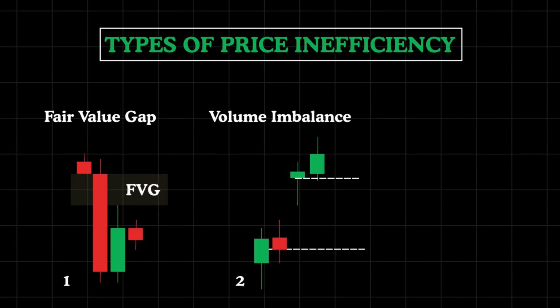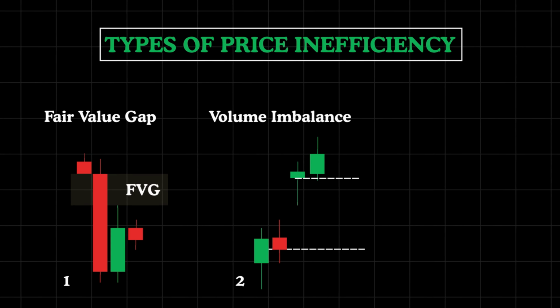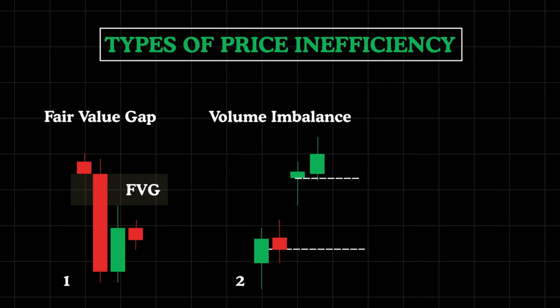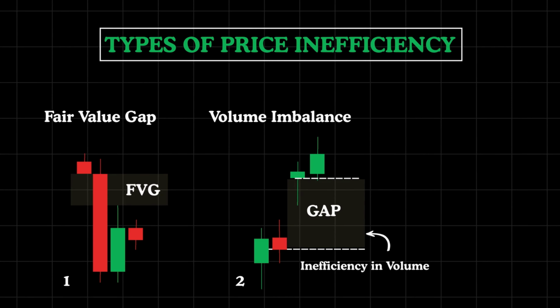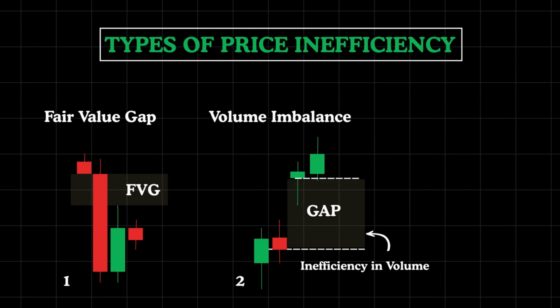The second type of price inefficiency is volume imbalances. This happens when there's a mismatch between the close of one candle and the open of the next. Even though trades occur, the volume isn't spread evenly. These zones can also draw price back as the market aims to balance out.